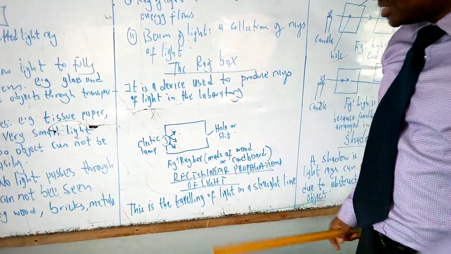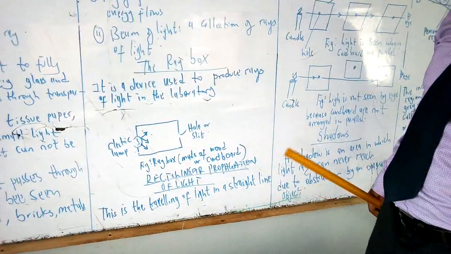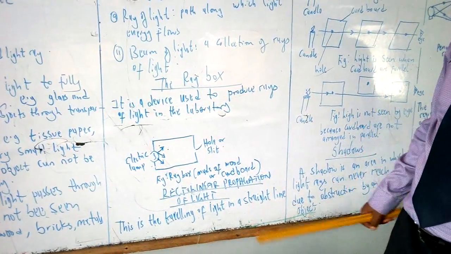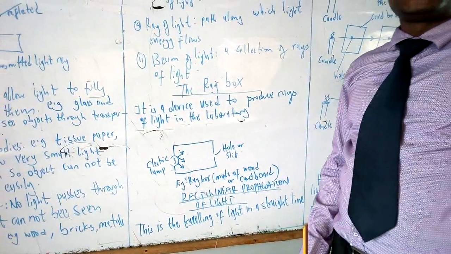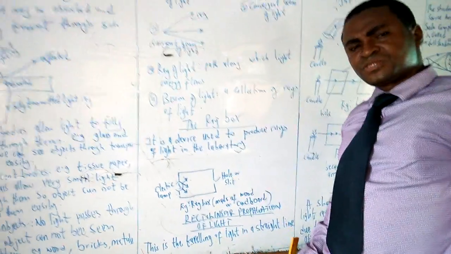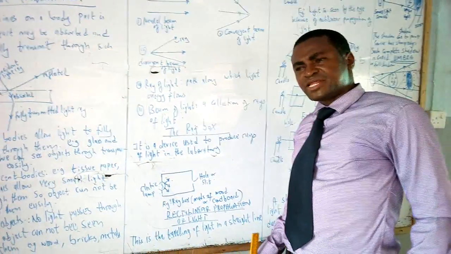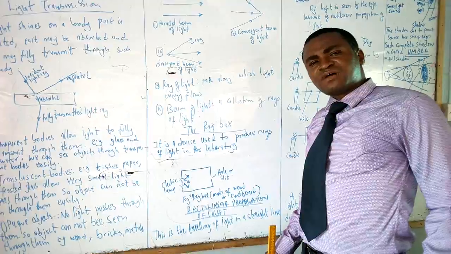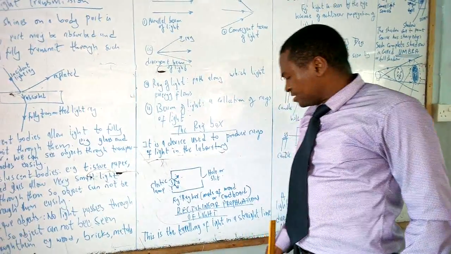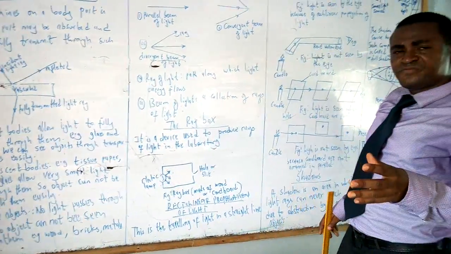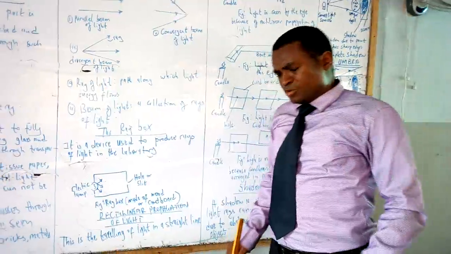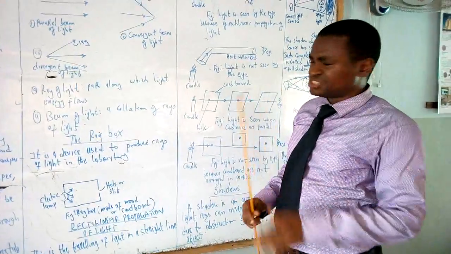Now, there's another concept that we need to talk about, and that is known as the rectilinear propagation of light. There is a phenomenon called rectilinear propagation of light. That means the phenomenon of light traveling along a straight line. There are many categories of experiments that will demonstrate the fact that light travels in a straight line.